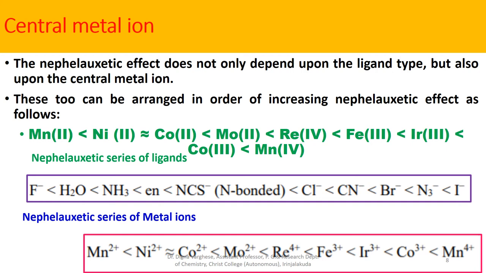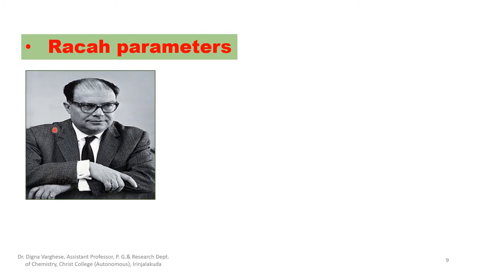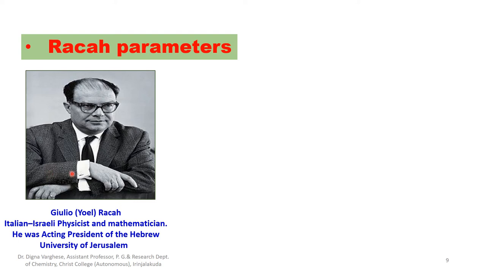How can we determine the Nephelauxetic effect? That is from an important parameter known as Racah parameters, and the term Racah is after the great scientist Giulio Racah. He was an Italian physicist and mathematician. He was the acting president of the Hebrew University of Jerusalem. And the Racah parameter represents the inter-electronic repulsion term.